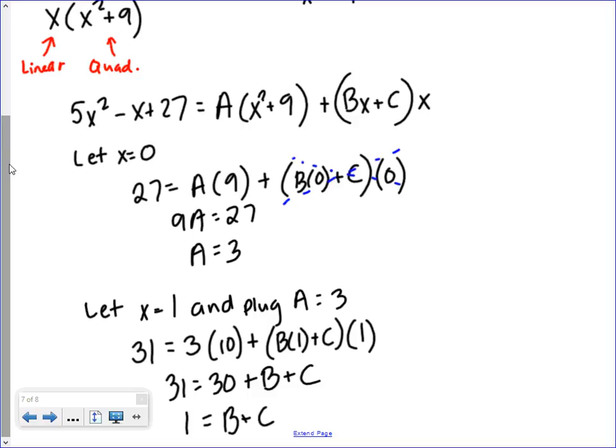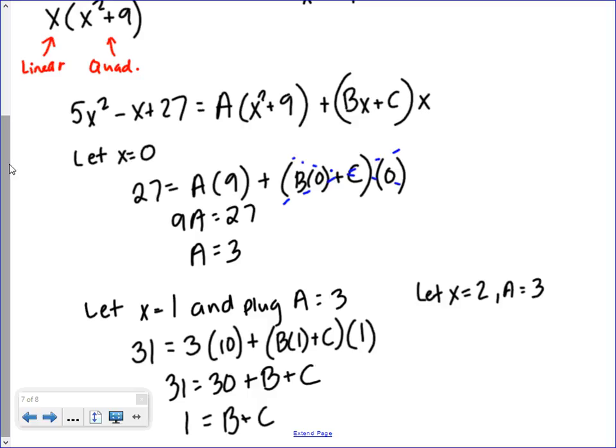Can you solve for b or c right now? No, so what might you do? You have two unknowns. Can we plug in x equals 2 and make a system of equations? Yes. Choose another value for x, plug it in with your a value like you just did, and you'll have created a system of equations. So now David said let x equals 2 and a equals 3.